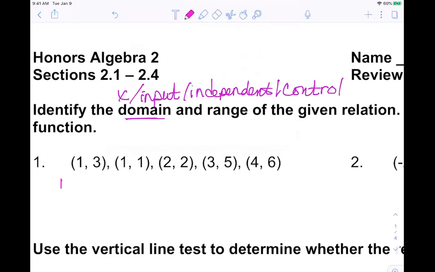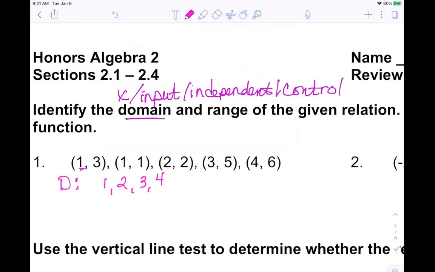I'm going to put a little d here for the domain. And based off of what Ava said, she said it was the X values. So I'm going to look at my X values, and I see a 1. There's another 1. I don't need to write it twice. I already have a 1 down there. We have a 2, a 3, and a 4. Those will be my X values of this relation.